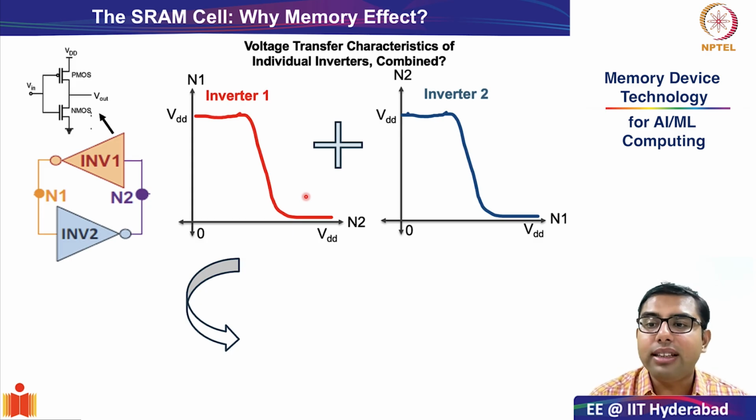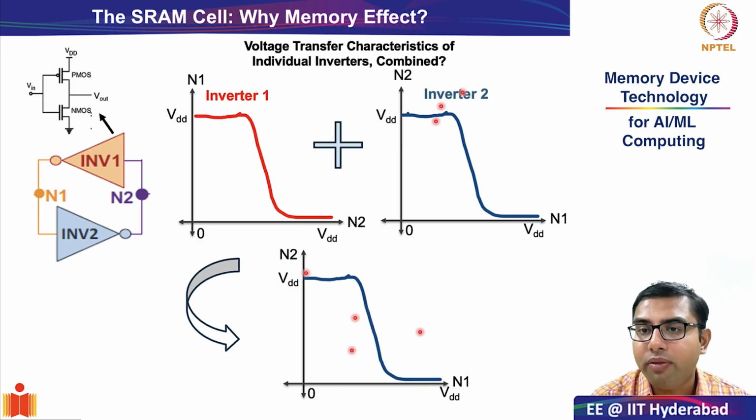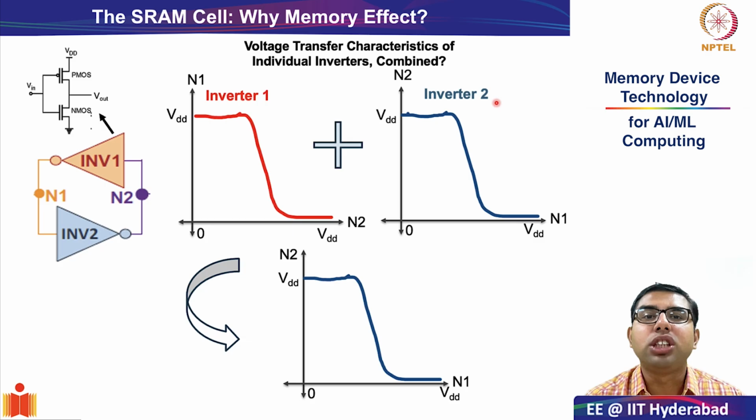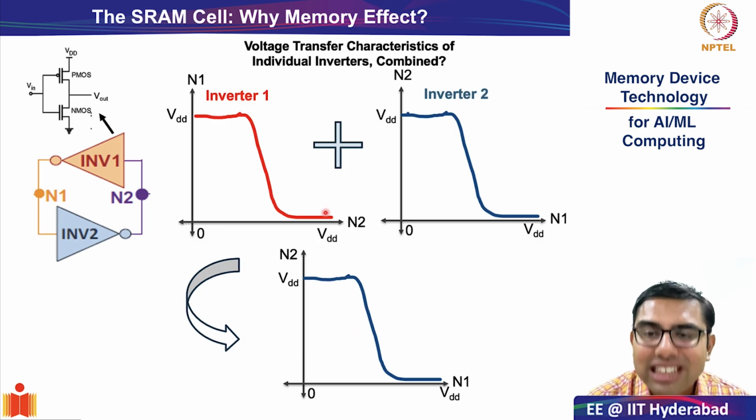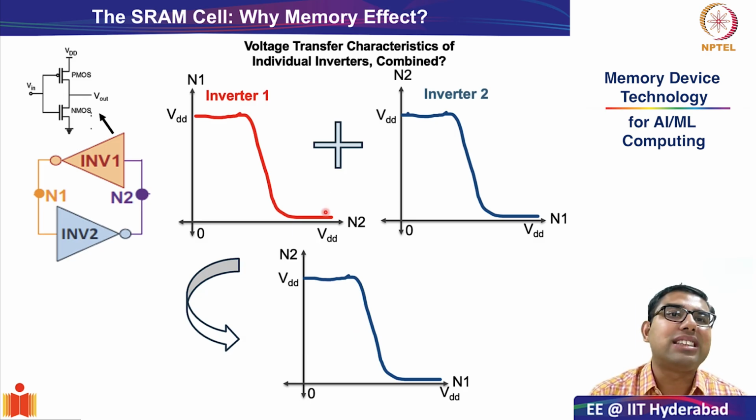For understanding this, we will copy paste whatever was there in the characteristics of inverter 2 as it is. As you can see, in the combined characteristics, we choose the x-axis to be N1. So one of the branches will look absolutely identical to inverter 2. What will happen to the second branch? For this, the red curve will not be completely overlapped. This is because the axes have flipped. The input and output axes have been flipped, so that has to be reflected.